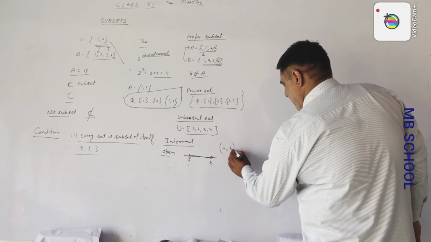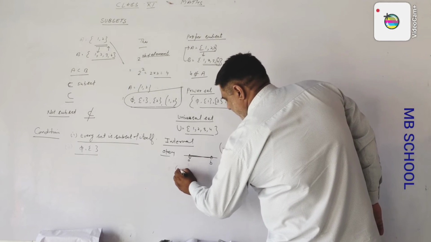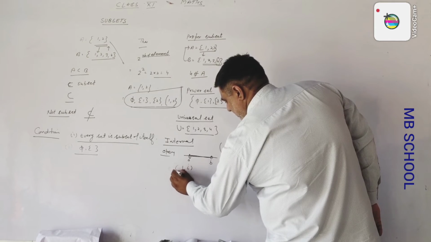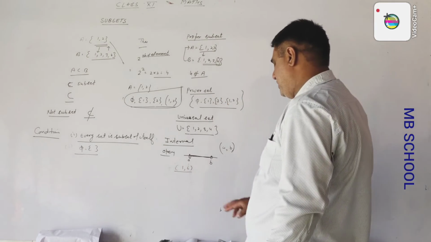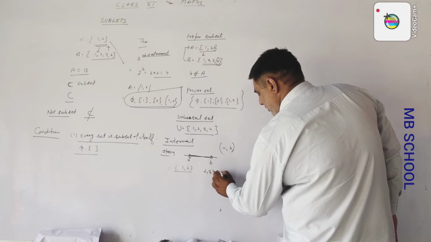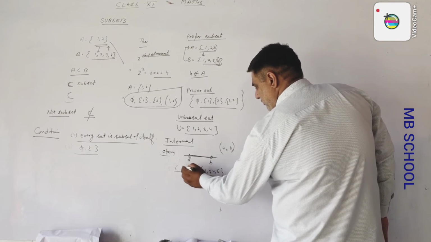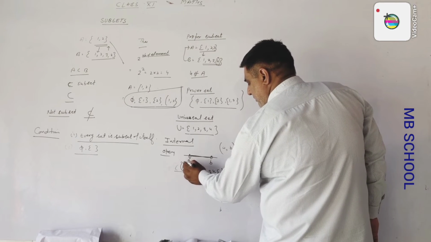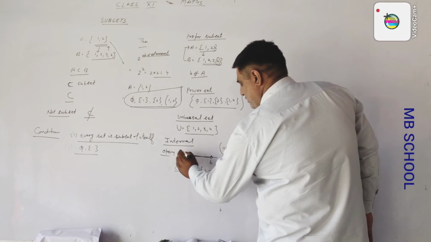This is a small bracket. For example, 1 to 6. 1 to 6 means the set including the values 2, 3, 4, 5. Not including 1, not including 6. Between these values. This is an open interval.